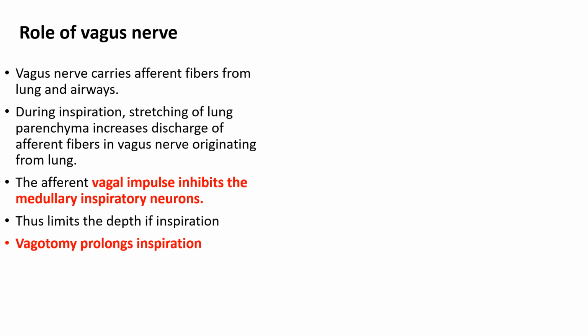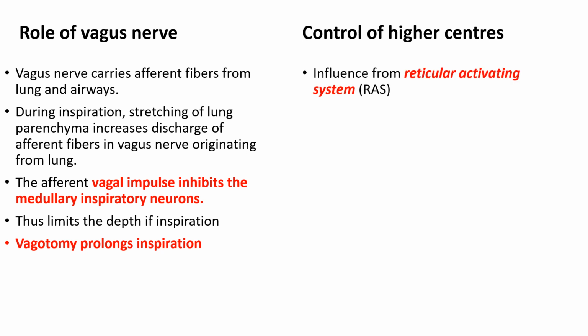If you do the vagotomy, the afferent sensation doesn't go from the stretch receptors to the medullary inspiratory area, and the inspiration will be prolonged. Now come to the higher centers. What are the centers which are responsible for that?